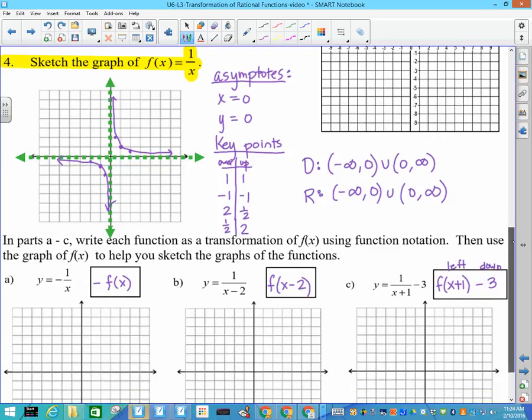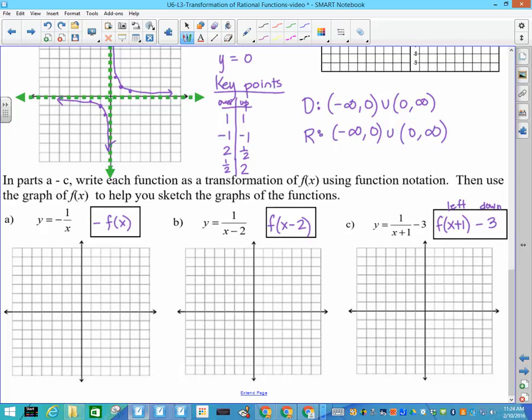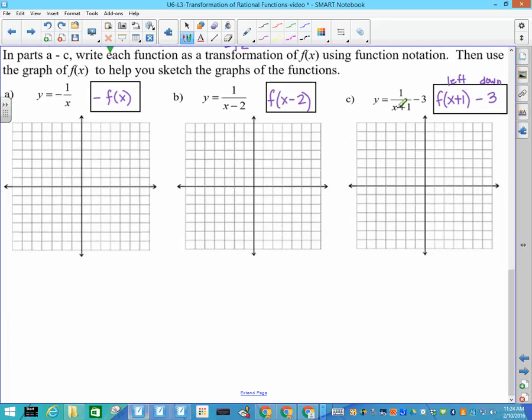So that's the one I actually want to graph with you and let you know what happens. So if I'm going left, my asymptote is now x equals negative 1. And if I'm going down, then my asymptote is now y equals negative 3. So what I'm going to do is graph x equals negative 1 and y equals negative 3.